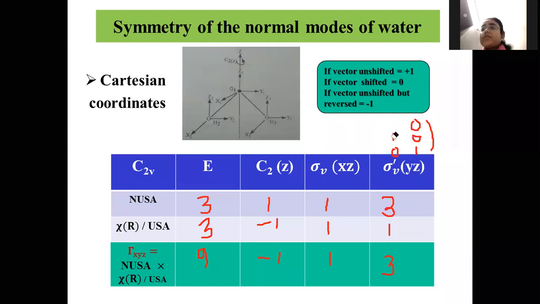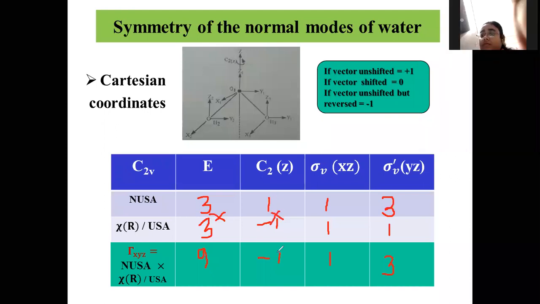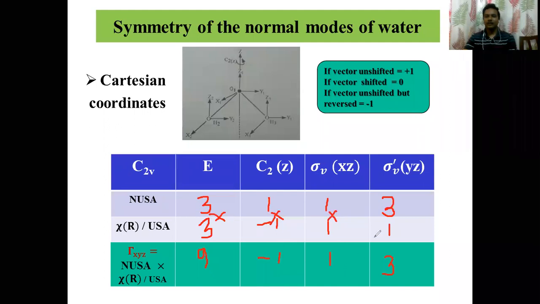Now if we want to get the total number, then we have to multiply. So if I want to get the total, I have to multiply 3 into 3, which gives 9. Again 1 into -1 is -1. And then this is again 1 into 1, which is 1. And again 3 into 1 is going to be 3, right? So that is the total representation we got, the reducible representation.